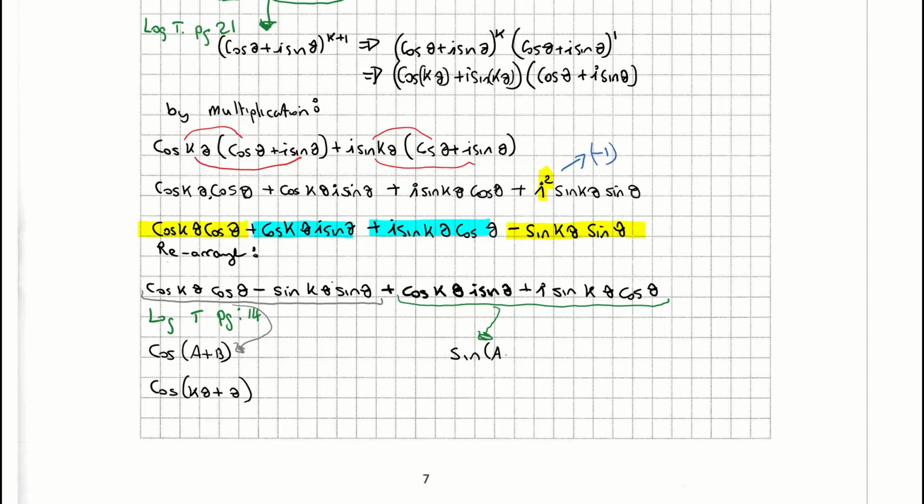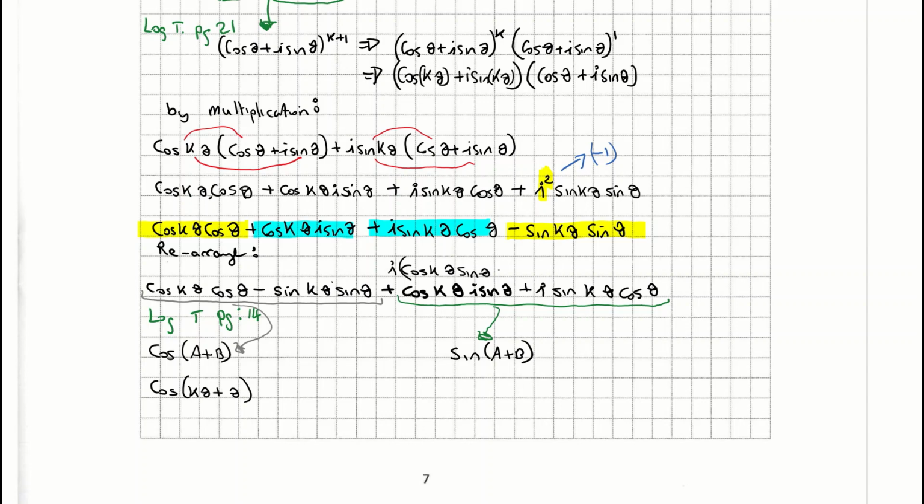And again, the reason for that is you can see in the log tables it's written as cos a sine b plus sine a cos b. Now I do have my i there, so basically what you're doing is if you factorize out that i, first of all, it's the same. So let's just write it above here. If I factorize out that i, it's the same as cos k theta sine theta multiplied by i.